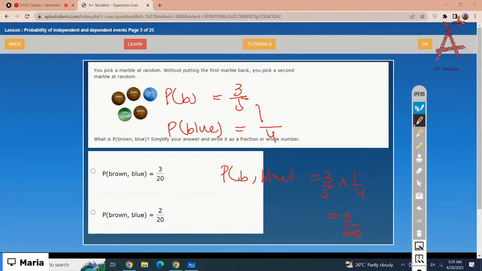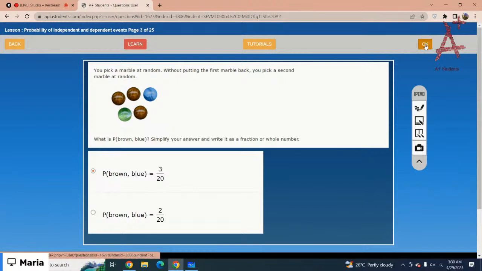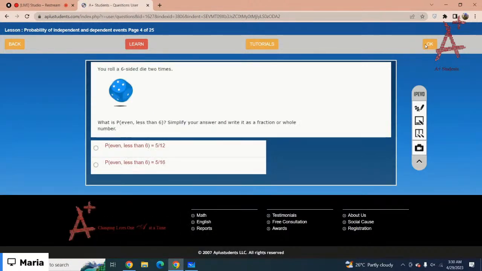So the probability is 3 over 20. Okay, the next one is: you roll a six-sided die two times. What is the probability of even and probability of less than six?